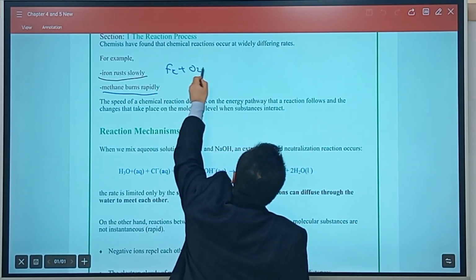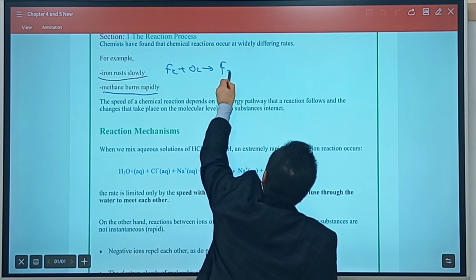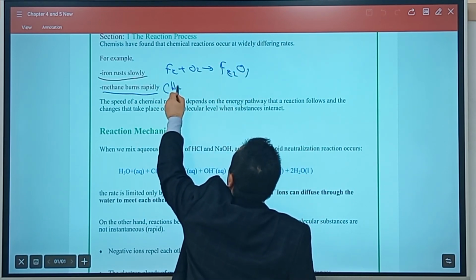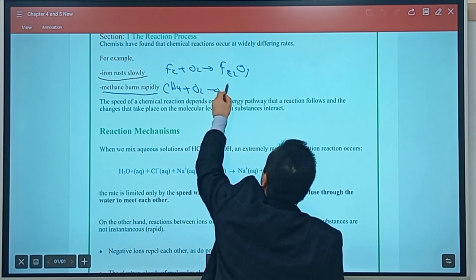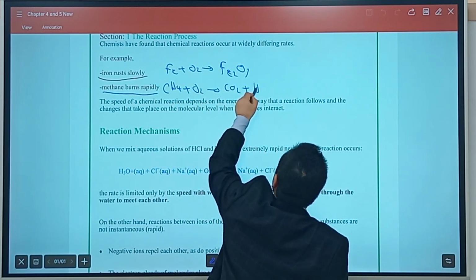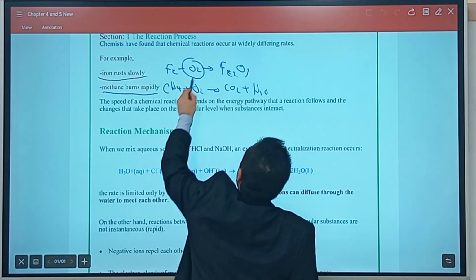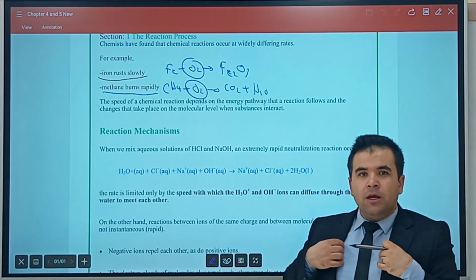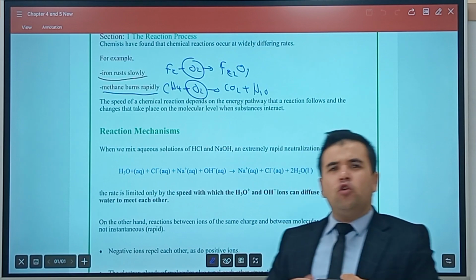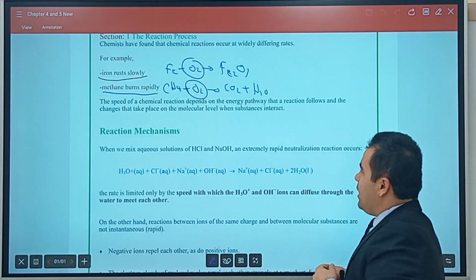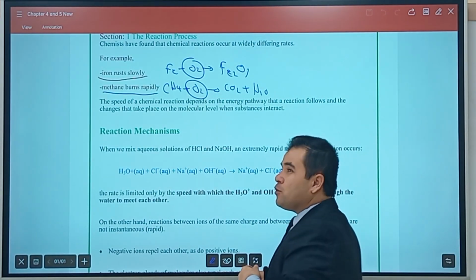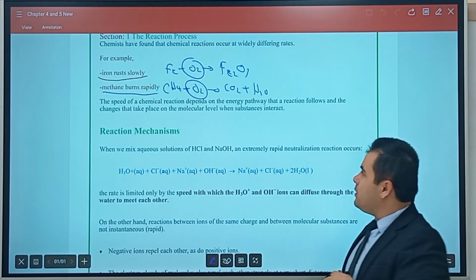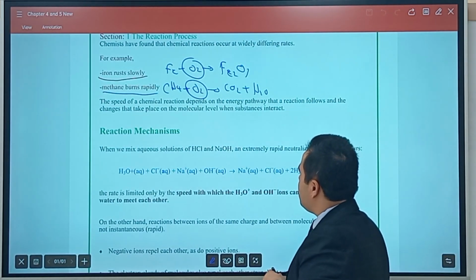Fe with O2 to produce Fe2O3, or CH4 with O2 to produce CO2 plus H2O. Here we have the reaction with the oxygen, but iron combusts with oxygen much slower than methane. That's why these processes have different speeds of reaction.